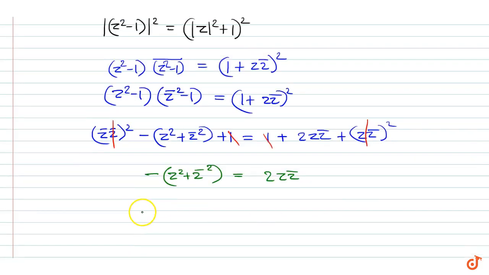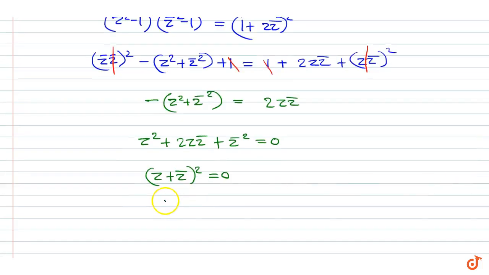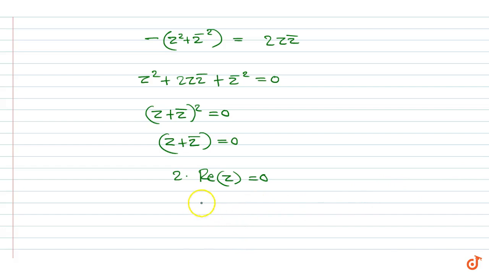Rearranging the equation, we get z square plus 2 z z bar plus z bar square equal to 0. That is z plus z bar the whole square equal to 0. Or we can write z plus z bar equal to 0. That is twice real part of z equal to 0. Or we can write real z equal to 0.